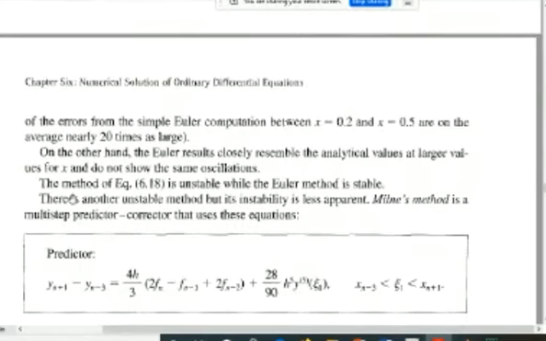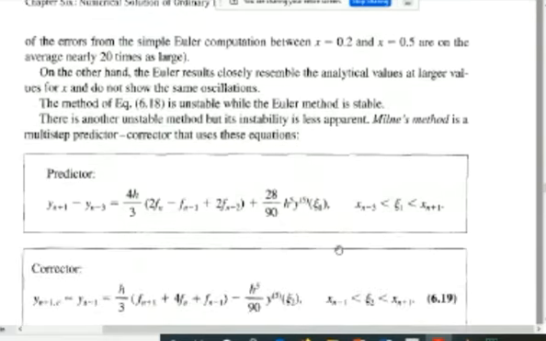We need to show something unstable in another method. This method, equation 6.8, is unstable while the Euler method is stable. The 6.18 formula was unstable because the errors grow significantly. There is another unstable method, but its instability is less apparent. Milne's method, we want to show that, is a multi-step predictor-corrector method that uses this equation.